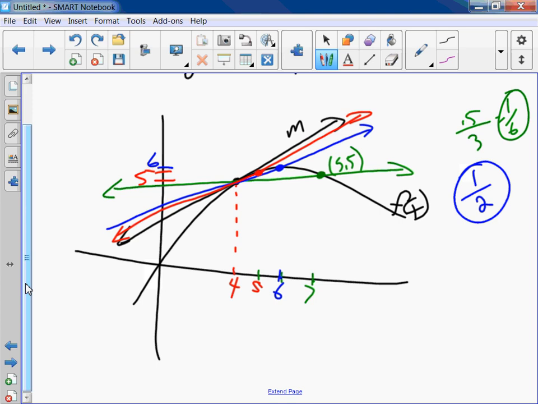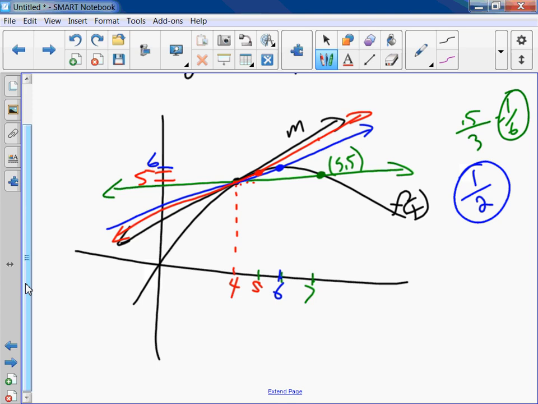Anyway, what we're going to do is we're going to find the slope of this line, and we're going to keep finding slopes closer and closer and closer to this point, and then we're going to say, oh, I think it's going to be this. I'm going to guess. So that's the procedure. Now let's actually do one.